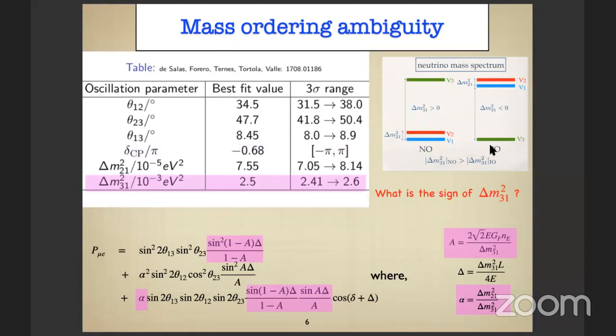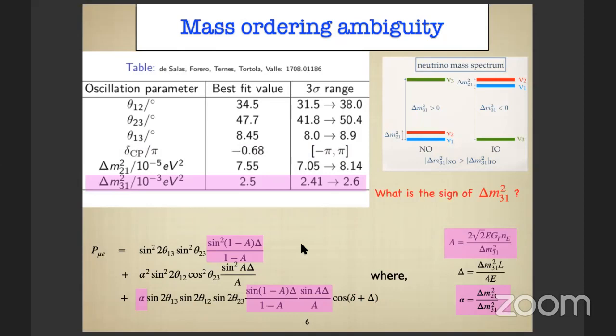There is another possible case, which is inverted ordering. That means delta m squared 3,1 is negative, or in other words, the nu3 mass eigenstate is the lightest active neutrino. So basically, it roughly switches the sign of delta m squared 3,1, this ambiguity. And you can see that at various places in the oscillation probability terms, this delta m squared 3,1 and its sign becomes important. For example, this A term, instead of 1 minus A, becomes 1 plus A when one switches the mass ordering, and so on.